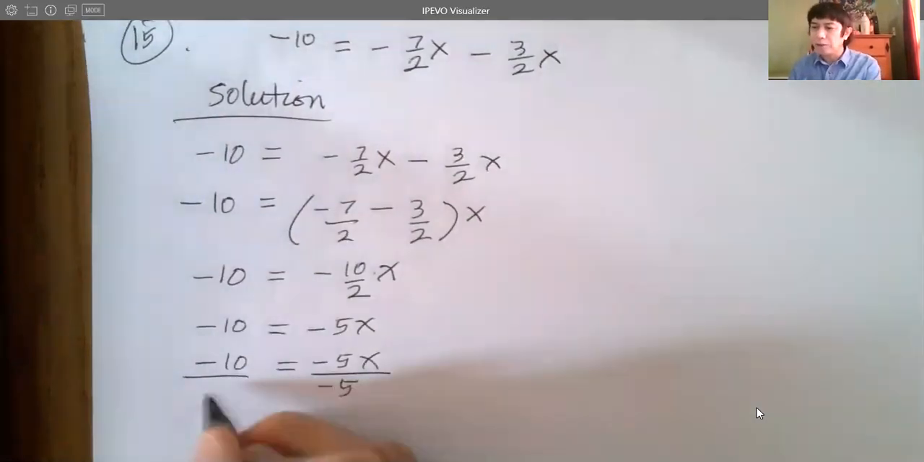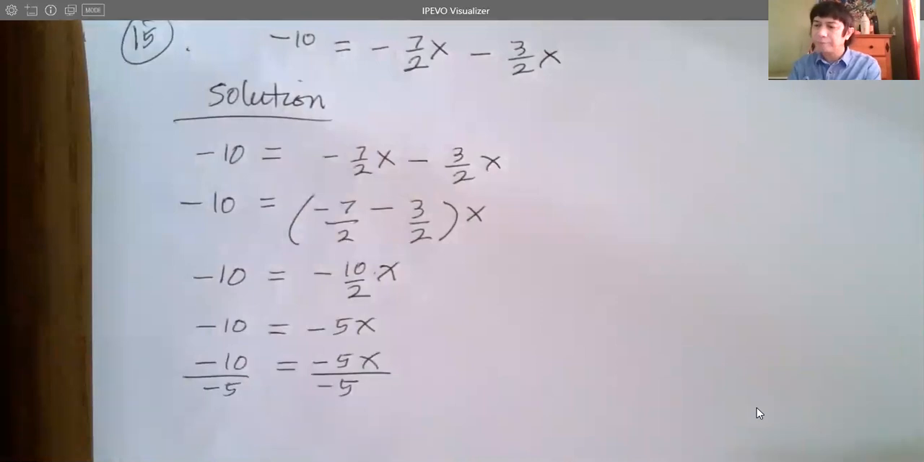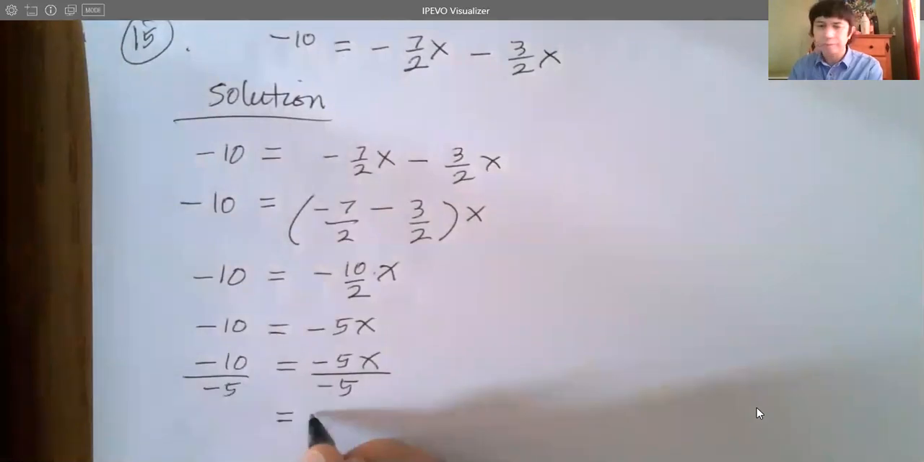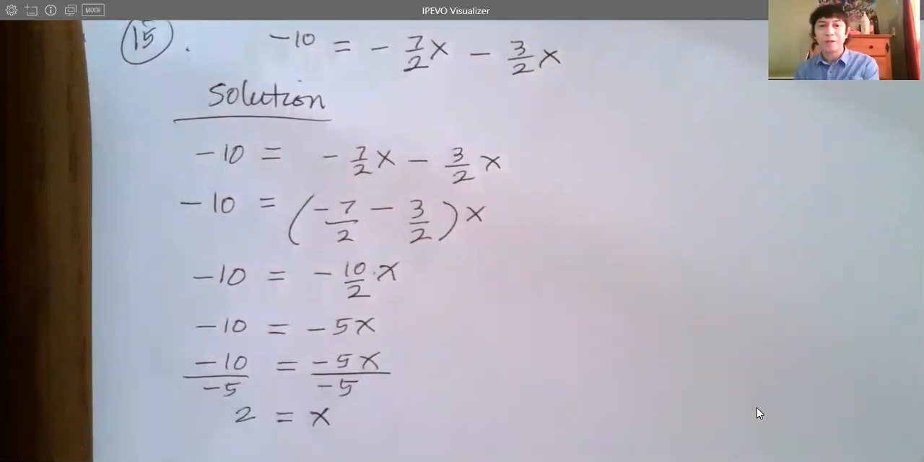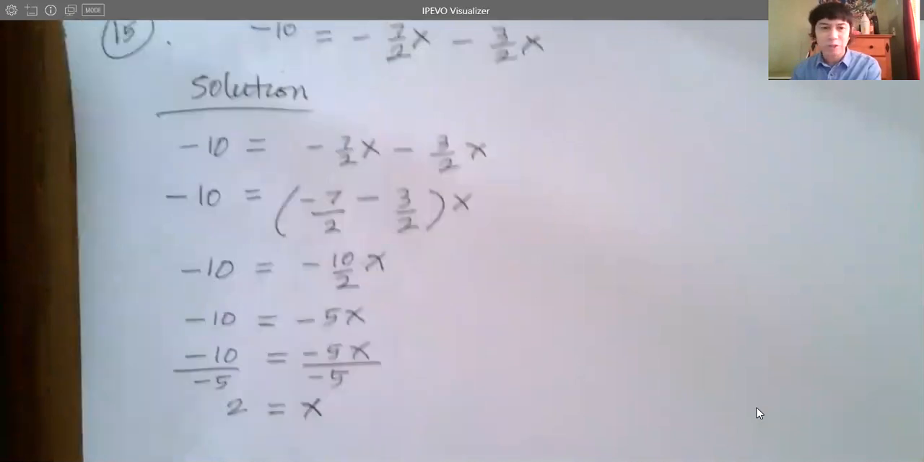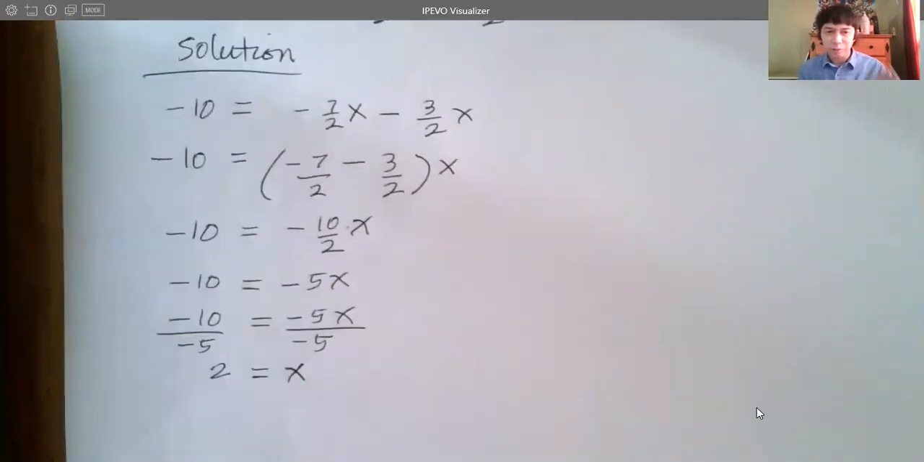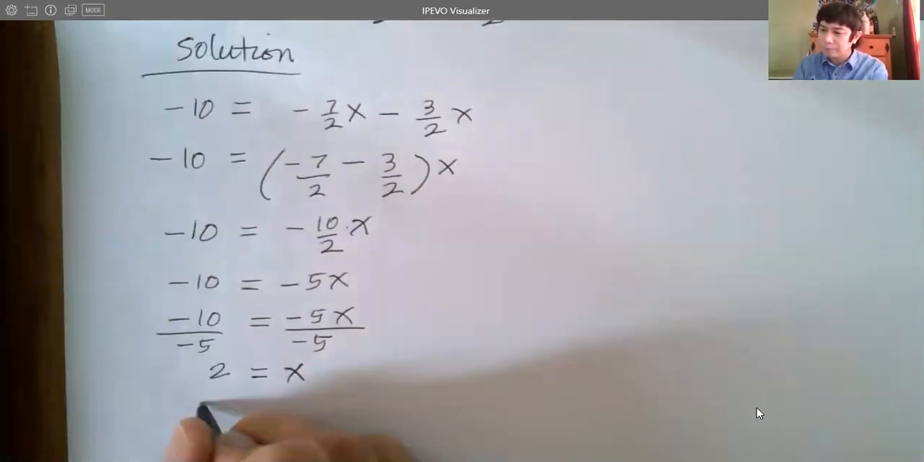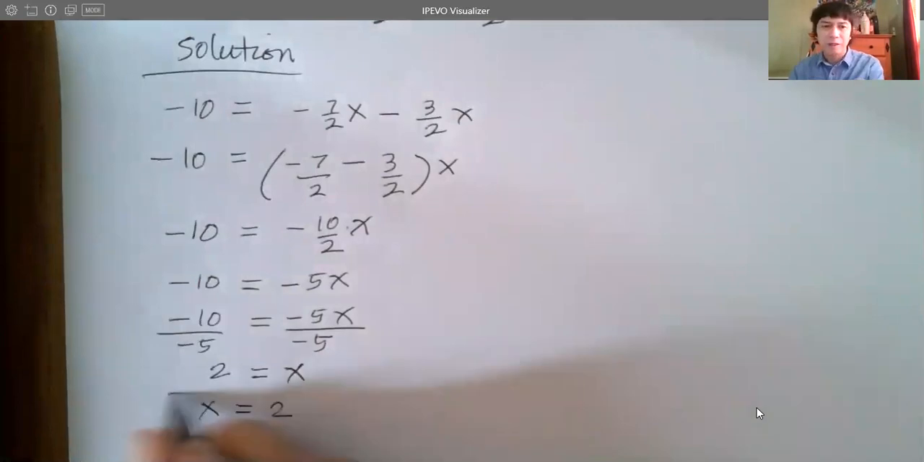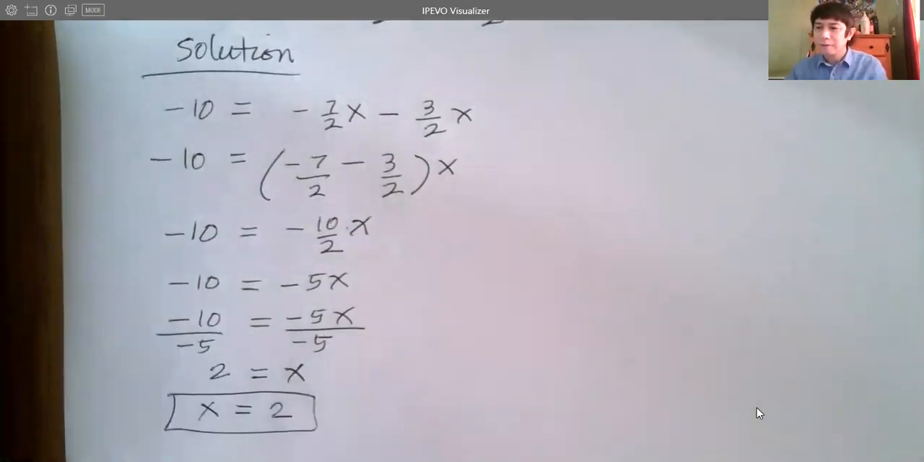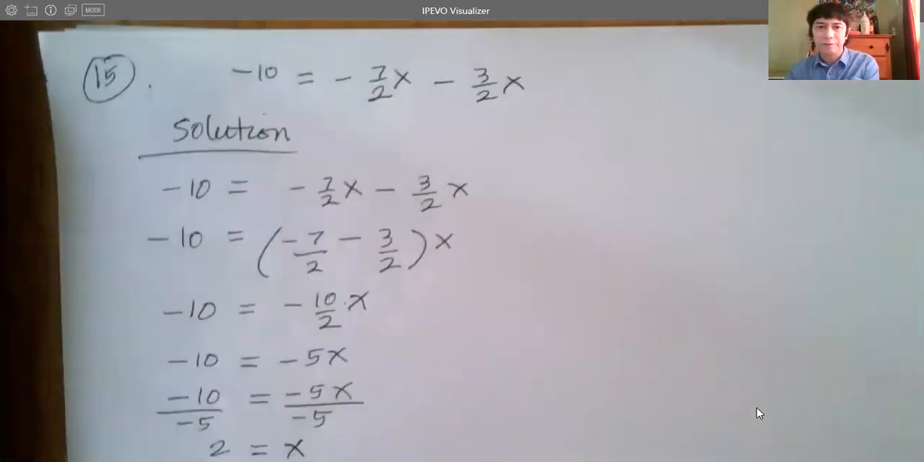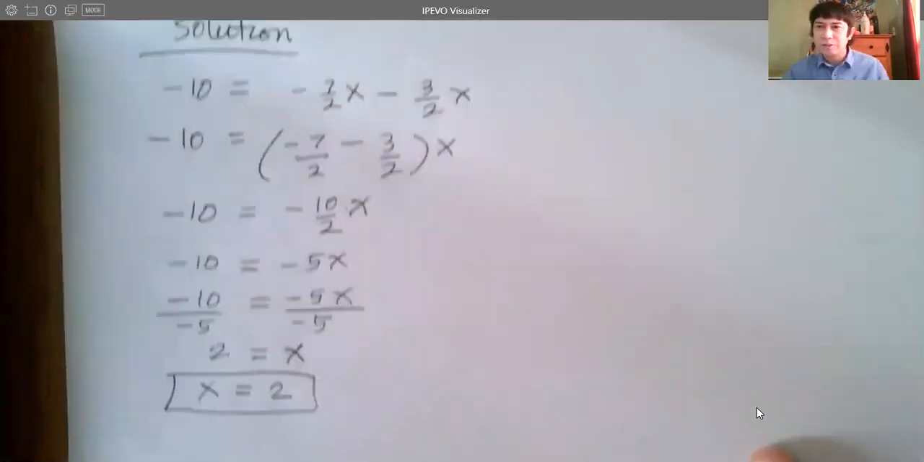There. And so -5 divided by -5, that's a positive 1, times x will simply give x. And then -10 by -5, that's a positive 2. And again, we don't write our answer presentation this way. It should always be the other way around. So this should be written x equals 2. There. And this is our answer for this number 15. Okay, so that's x equals 2.